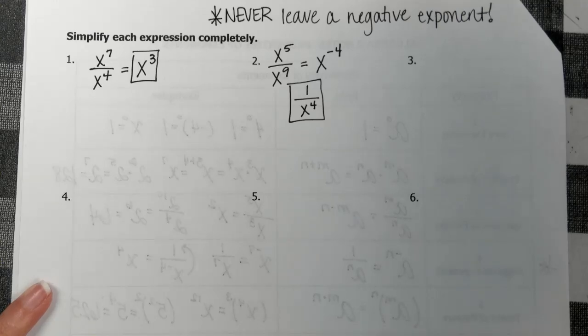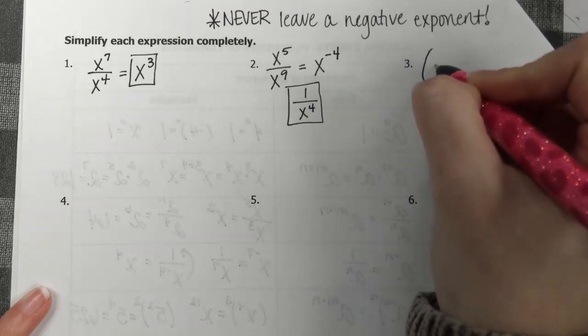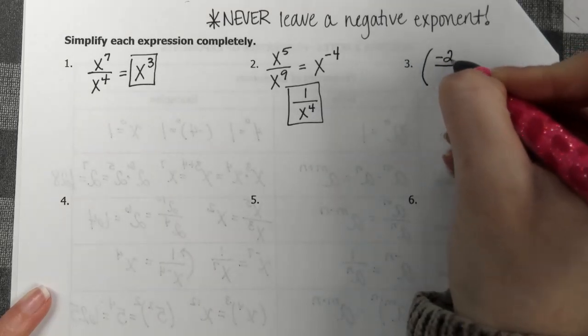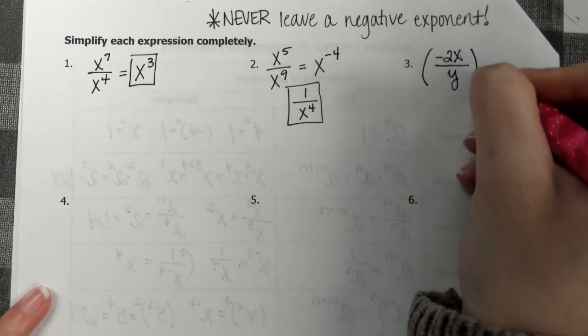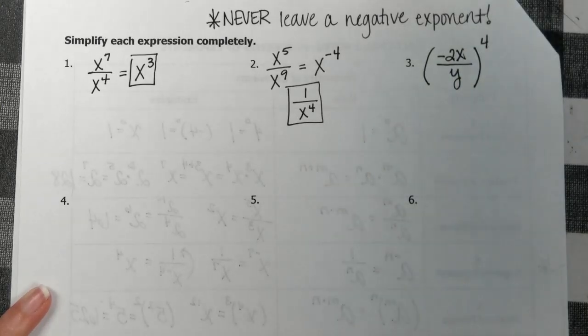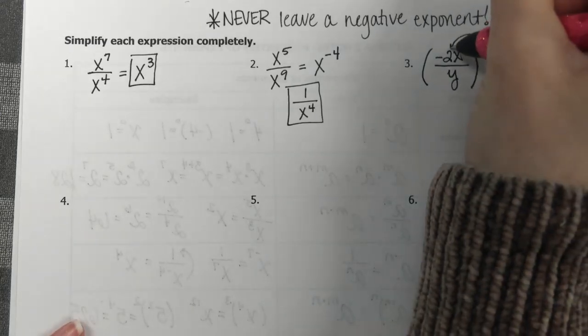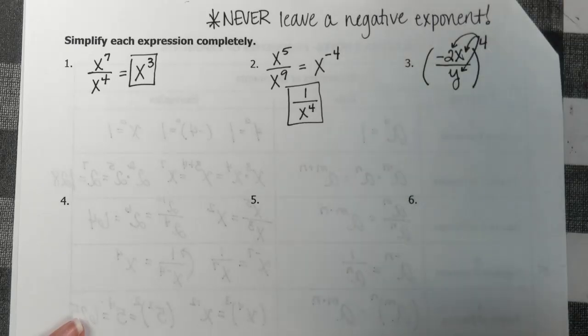Okay, we ready for our third example? All right, I've got a fraction. My numerator is negative 2x. My denominator is just y. And all of that is raised to an outside 4 power. So negative 2x over y raised to the 4th power. What do I do with that? I'm going to distribute the 4 to the negative 2, to the x, and the y.